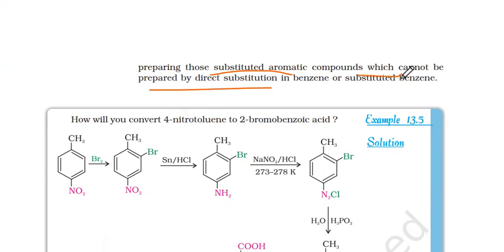Where you can't directly substitute benzene, there we use diazonium salts. That is, we take the diazonium salt. When that is formed, it can be easily replaced by any of the anions that are given.